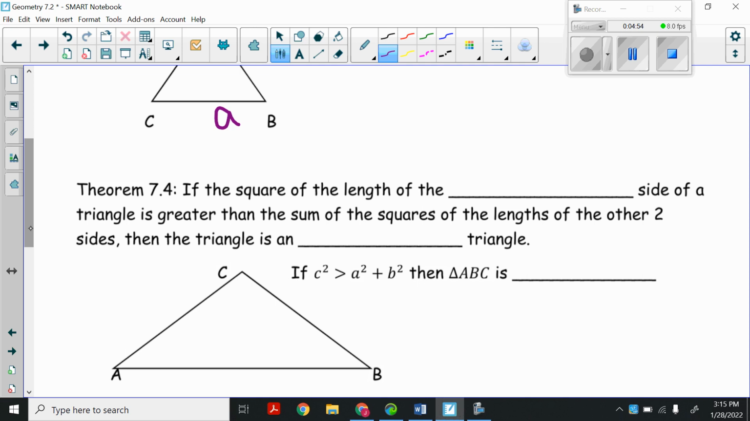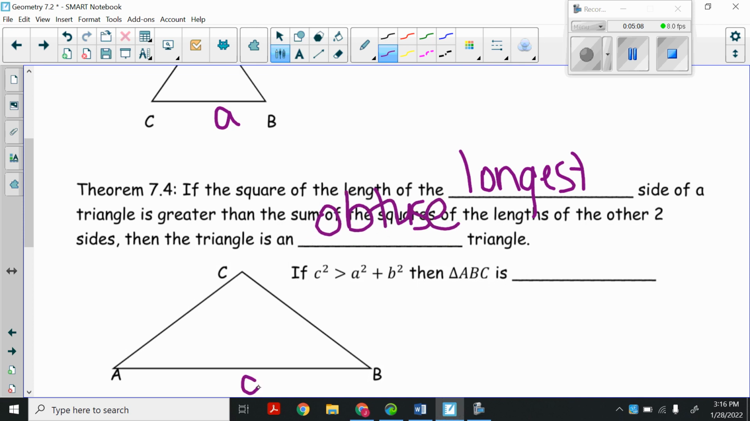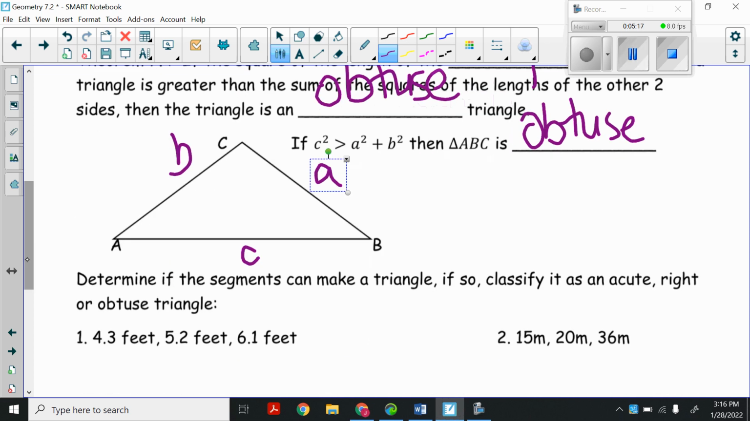Theorem 7.4: if the square of the length of the longest side of a triangle is greater than the sum of the squares of the lengths of the other two sides, then the triangle is an obtuse triangle. So if c squared is greater than a squared plus b squared, then the triangle is obtuse. If c squared equals, then it's right. If c squared is greater, obtuse, because greater than 90 is obtuse. If c squared is less, then less than 90, acute.